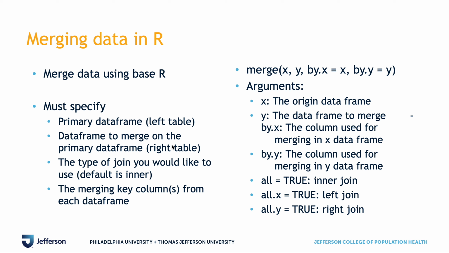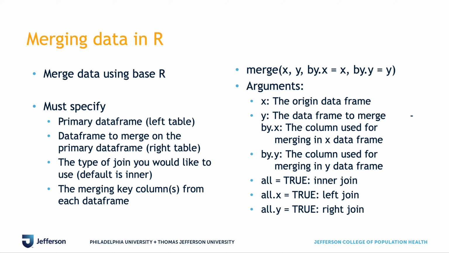y, which is going to be the right table, or the data to merge onto the primary table, and the type of join. It's a little different and not as straightforward as, let's say, Python. An inner join is just all equals true as one of the arguments in the parentheses. A left join is all.x equals true, again just another argument. Or we can have all.y equals true, which is a right join. The x is the left table and the y is the right table.